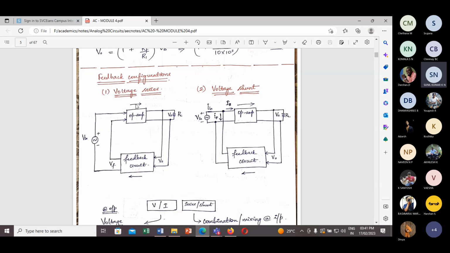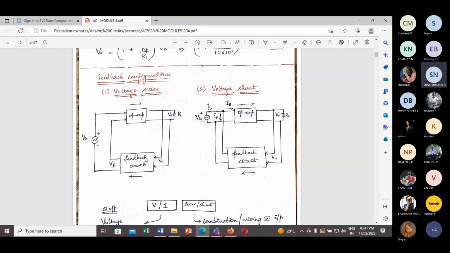So here, the main amplifier stage, how the signals are being connected at the input side, how the output is taken, and for the feedback network, how the sampling from the output of the amplifier is being connected to the feedback.